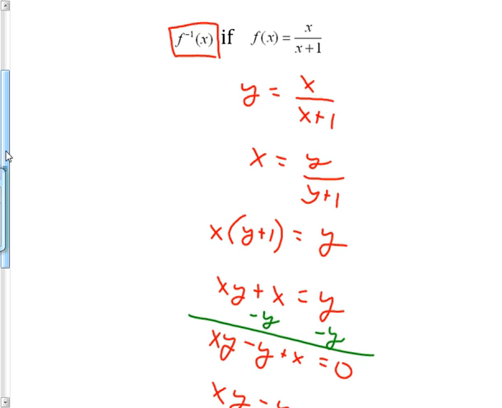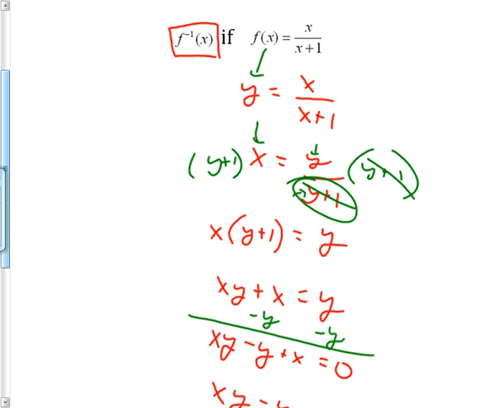Here I switched the f of x for a y. Here I switched them all backwards. So wherever there was an x, I put a y, and wherever there was a y, I put an x. So I just switched things around. Now I got rid of this by multiplying by y plus 1 on both sides, and that canceled that. Now I'm trying to get the y alone. I have to multiply this out: xy plus x equals y.